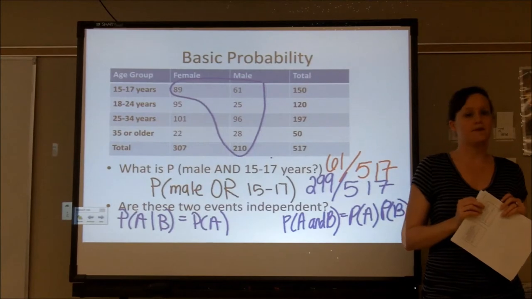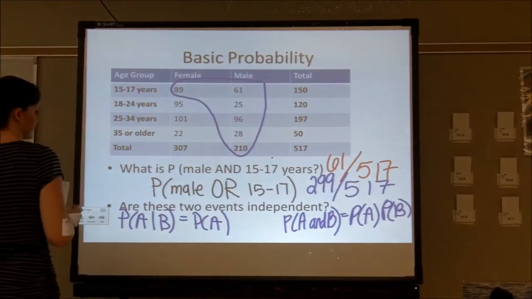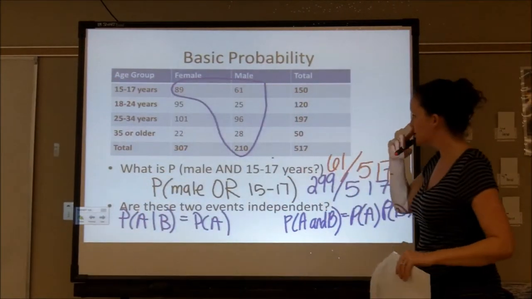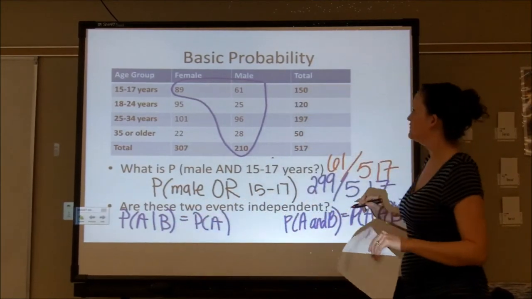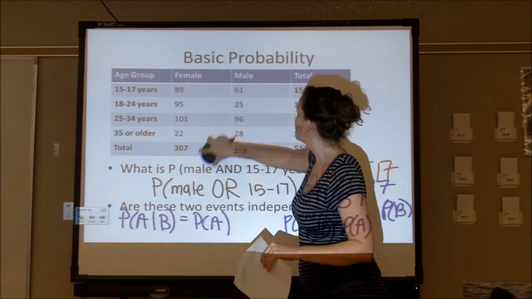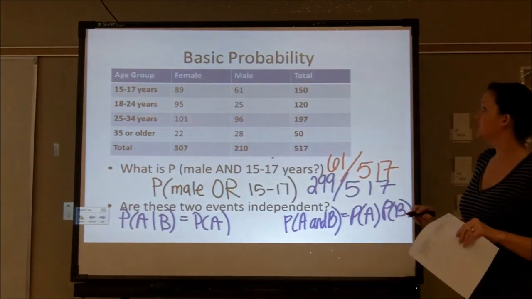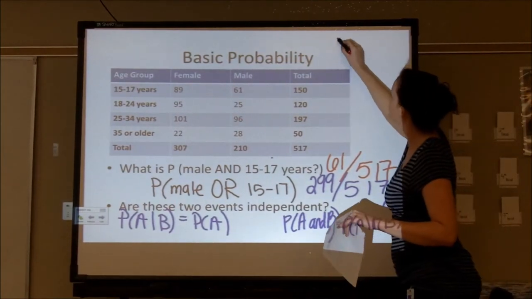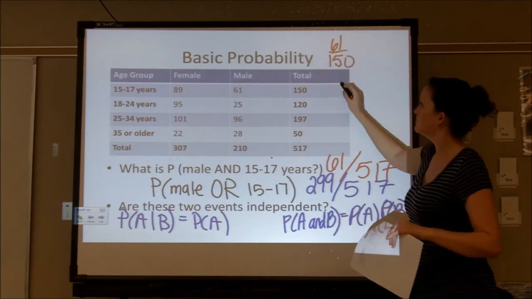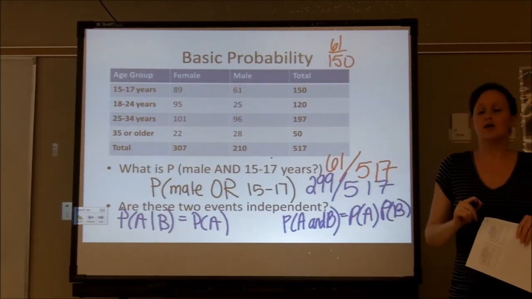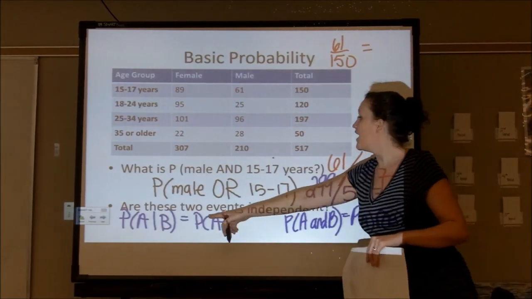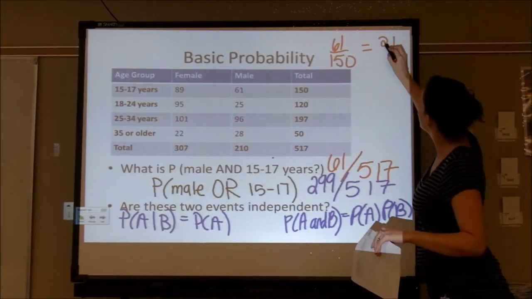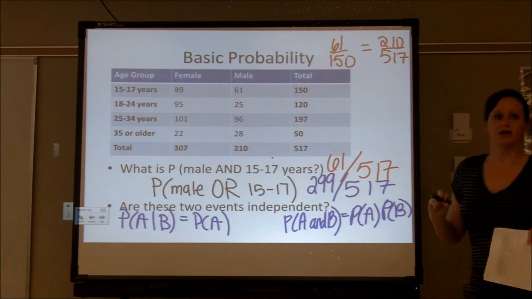Okay? So let's see. Let's do A given B, so let's do male given 15 to 17. From the other slide, what was the probability of male given 15 to 17? We just did it. 61 out of 150. Given 15 to 17 means only consider that row. Does that equal the probability of A, where A is male? What was the probability of male? 210 over 517.